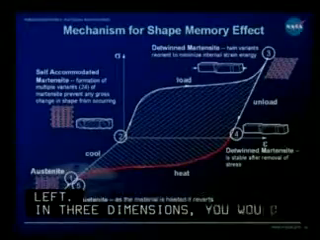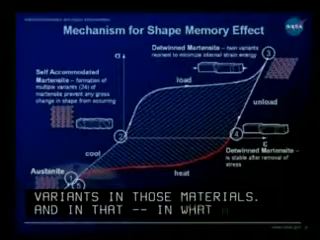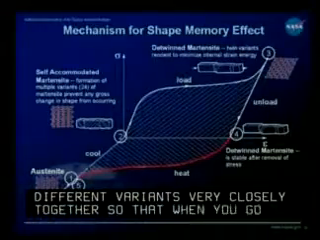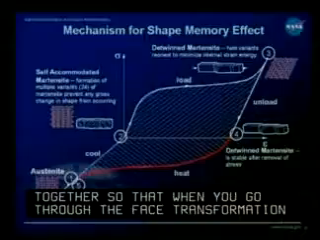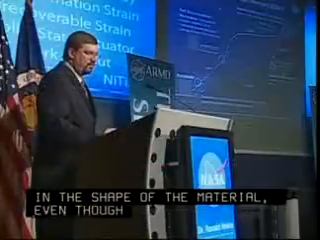And what happens is that you form all these different variants very closely together so that when you go through the phase transformation itself, you get no bulk change in the shape of the material, even though you have a slight volume change due to the transformation itself.